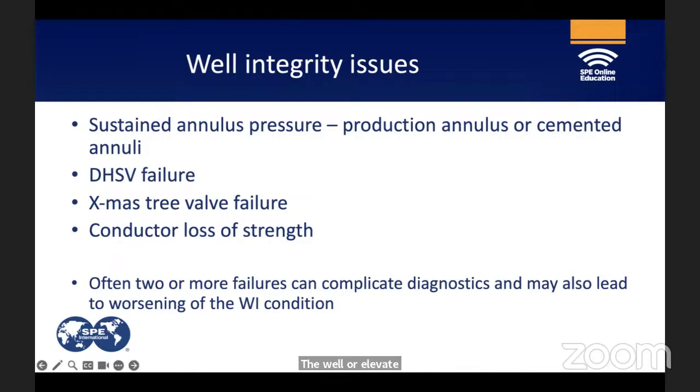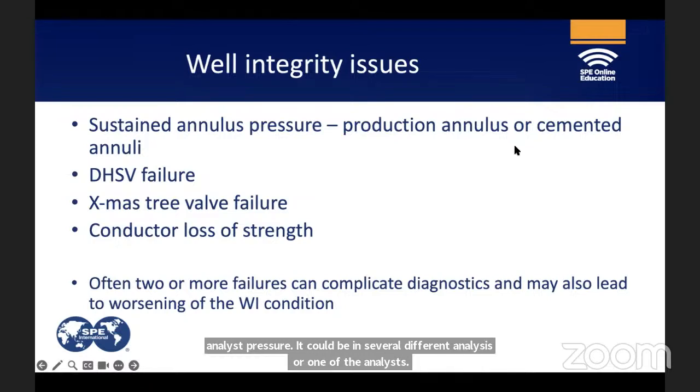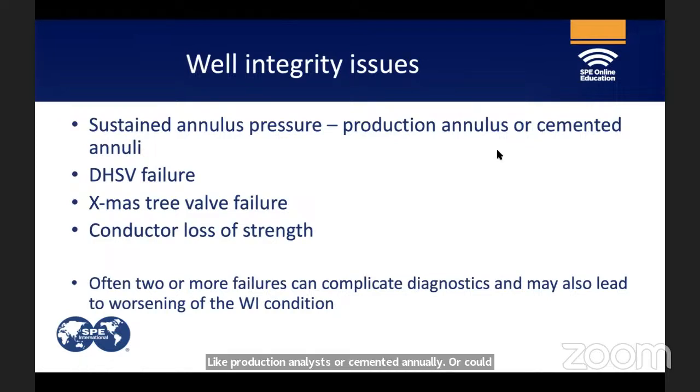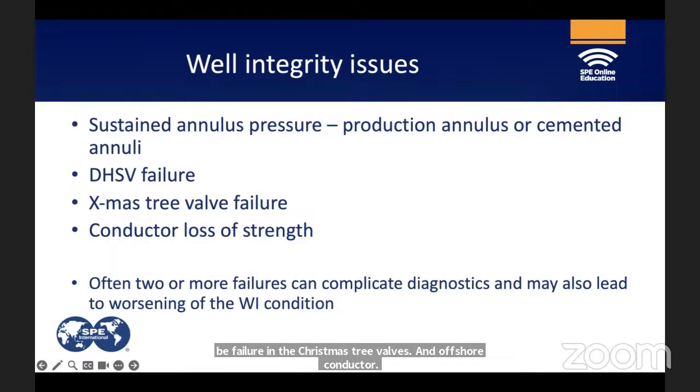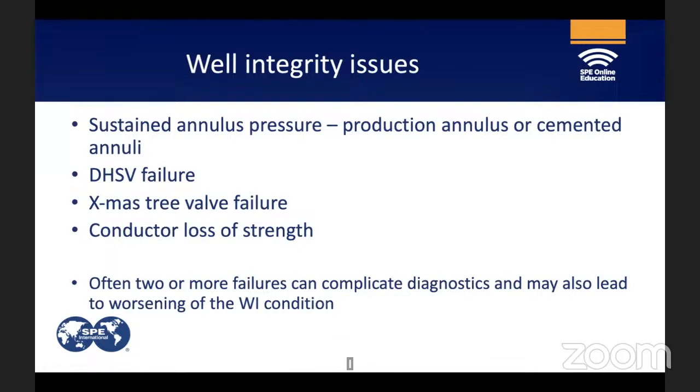risk. It could be sustained annulus pressure. It could be in several different annuli or one of the annuli, like the production annulus or cemented annuli, or could be a combination of those pressures between the annuli. We could have a downhole safety valve failure. There could be failure in the master valves. Offshore, the conductor is very important because it acts as a structural member, and loss of strength could lead to failure in the well also. Often, two or more failures can complicate the diagnostics and also may lead to worsening of the well integrity condition and thereby raising the risk level.